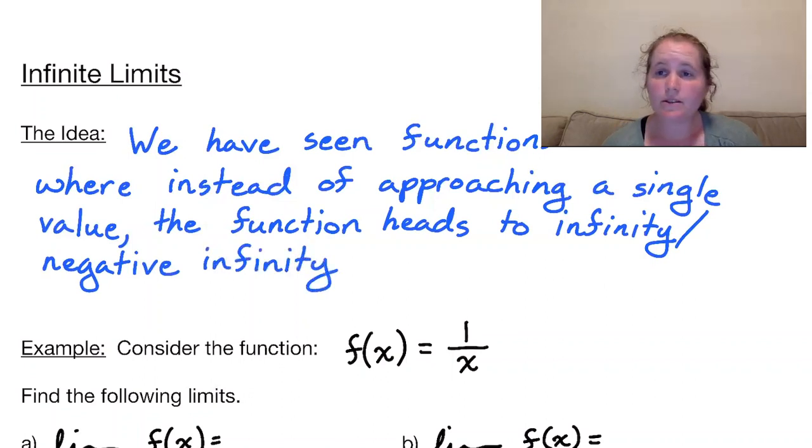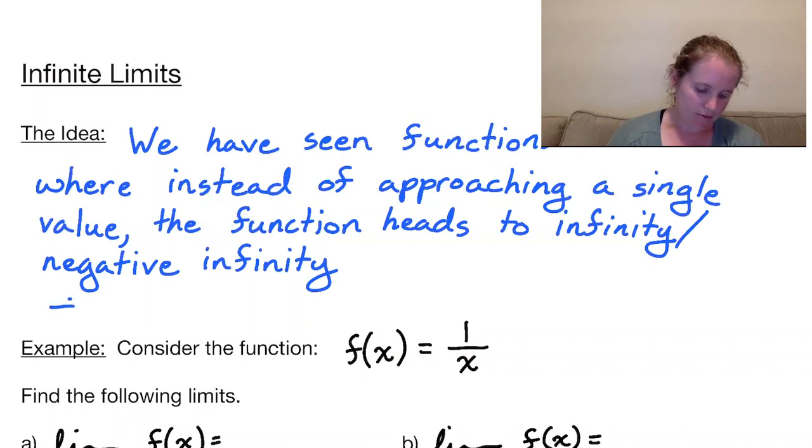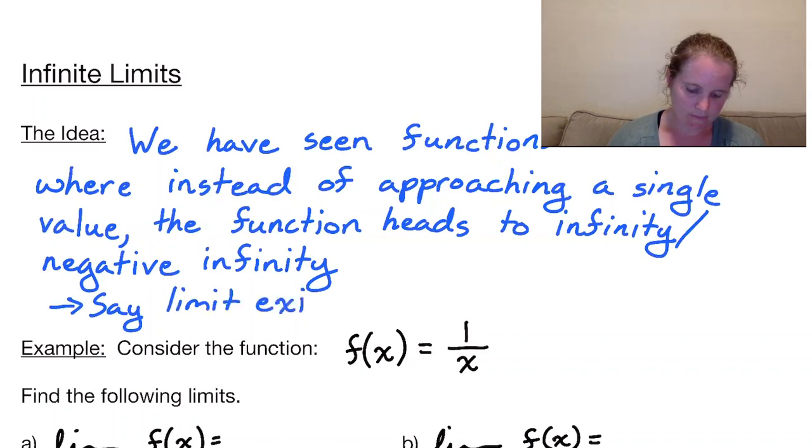And so we essentially allow ourselves to have a positive infinity or negative infinity as our limit. And we say the limit is positive infinity if both sides go to positive infinity, and negative infinity if both sides go to negative infinity. So we say the limit exists if the sides agree.